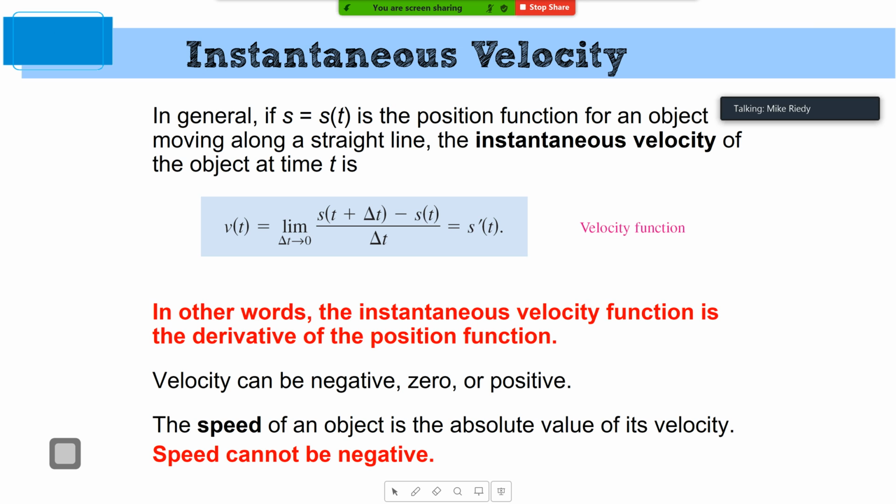There's a couple things that are going to get tricky here, and that is being careful that you read the problem to find out, do they want an average velocity or do they want an instantaneous velocity? Average velocity is just a change in distance over change in time. Instantaneous velocity, you got to use some calculus. Okay?